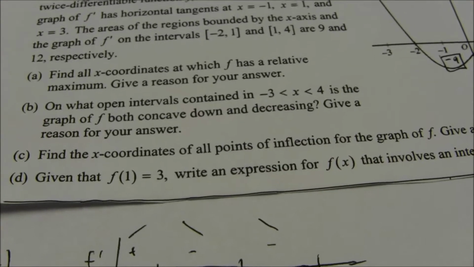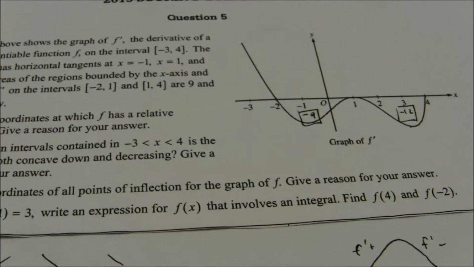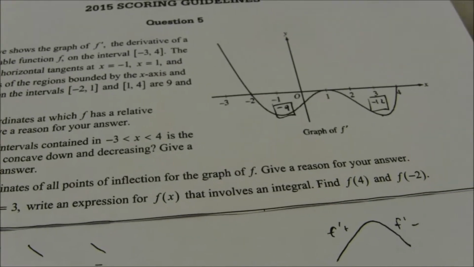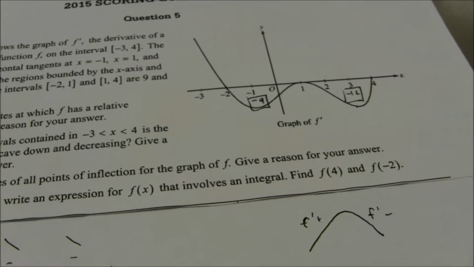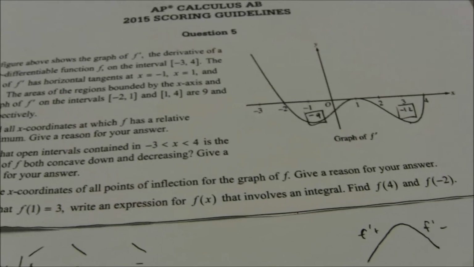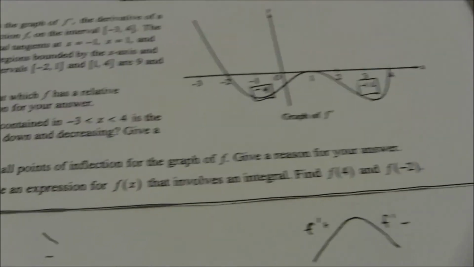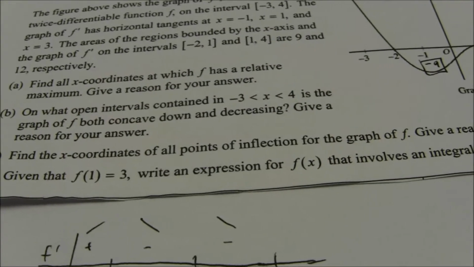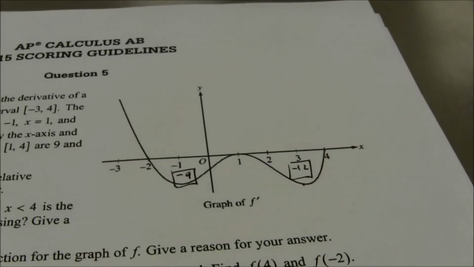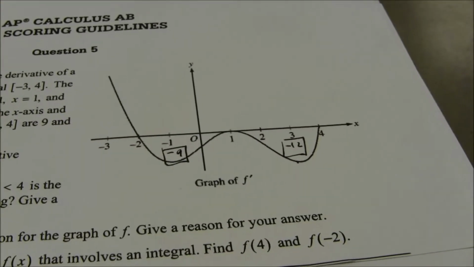They tell us an initial value here in part D. They tell us that f of 1 is equal to 3, and they asked us to write an expression for f of x that involves an integral. They want us to find f of 4 and f of -2. So they're giving us a starting value of f. We have this initial value at 1, 3. This is f prime. So to get back to f, we need to take the integral.